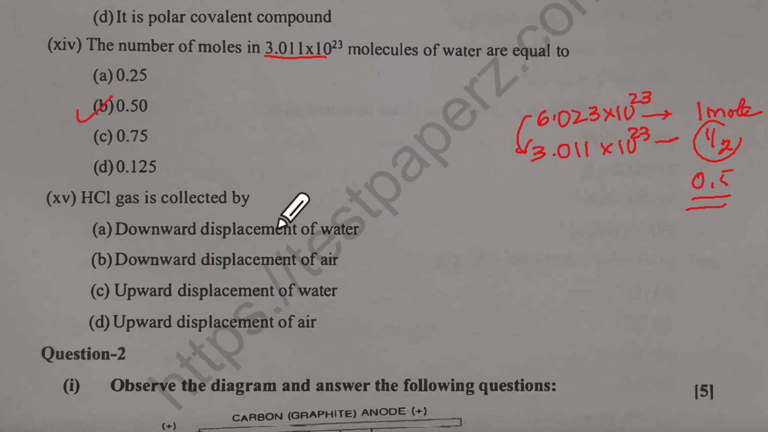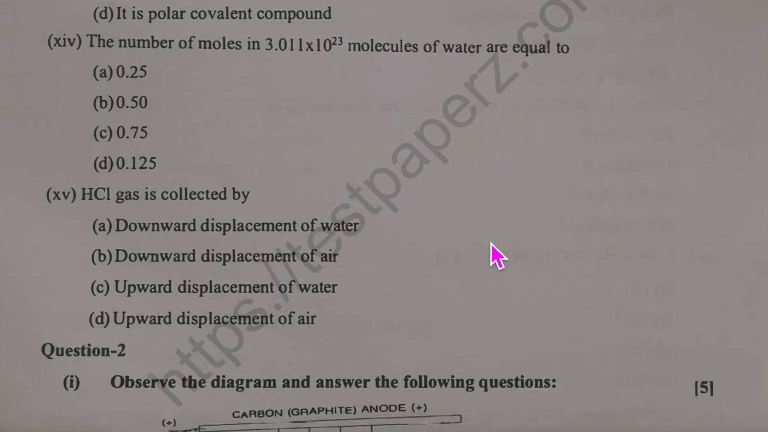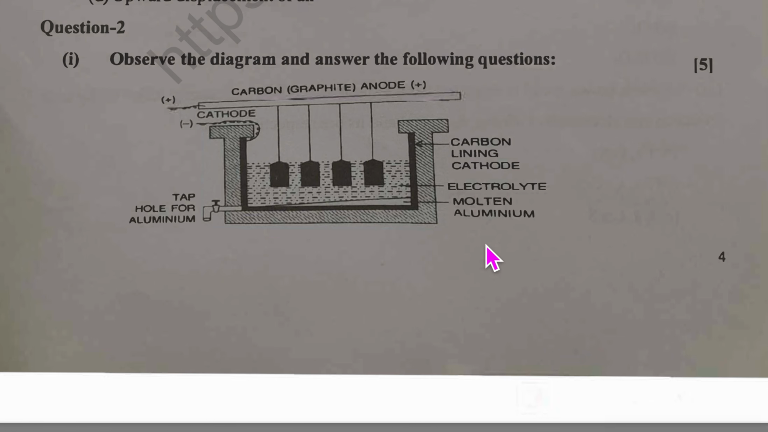Hydrogen chloride is collected by upward displacement of air. It goes down, air goes out. This is breather compared to the earlier paper.